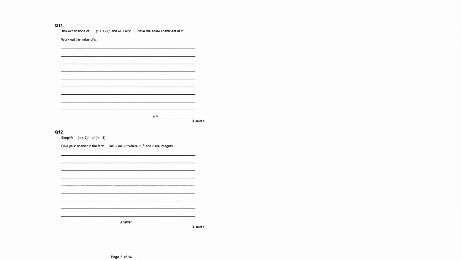Number 11. Right, we're on to the binomial expansion, it looks like. Let's have a look at this question, which says the following. The expansions of this and this have the same coefficient. That means the same number before the x squared part. Work out the value of a. So what you want to do here is expand the first few parts until you get to x squared, and then compare some coefficients.